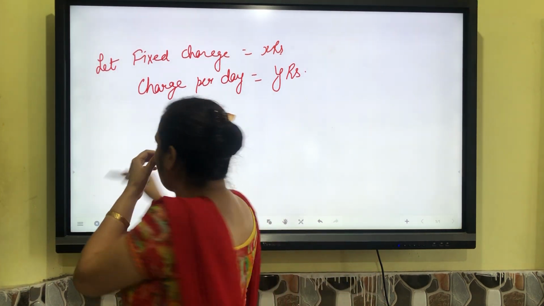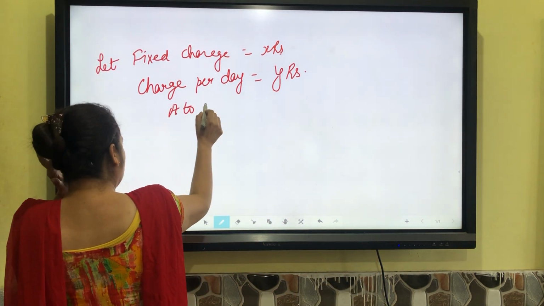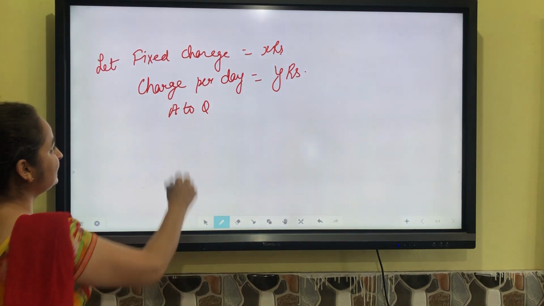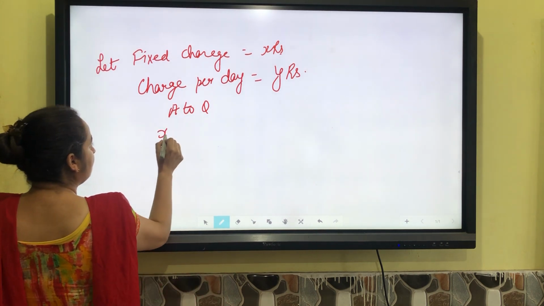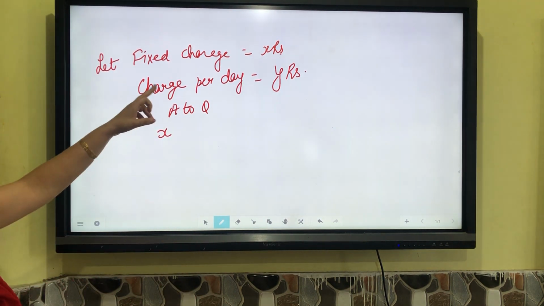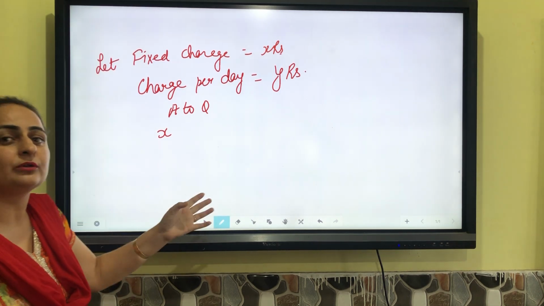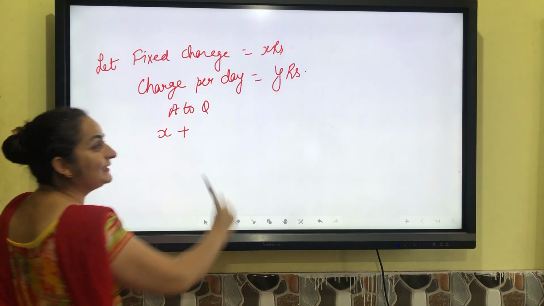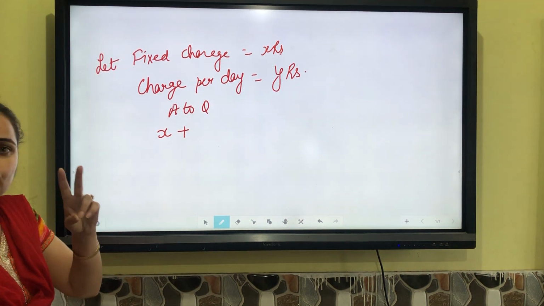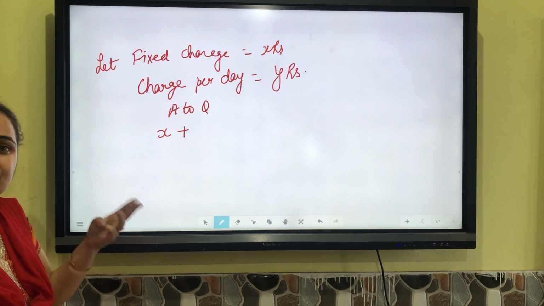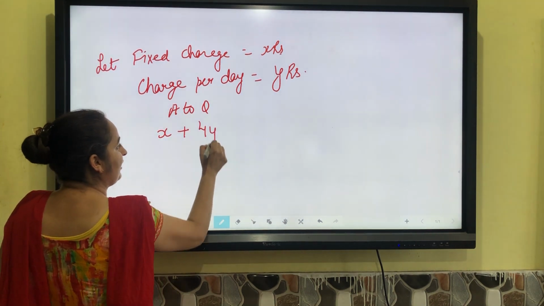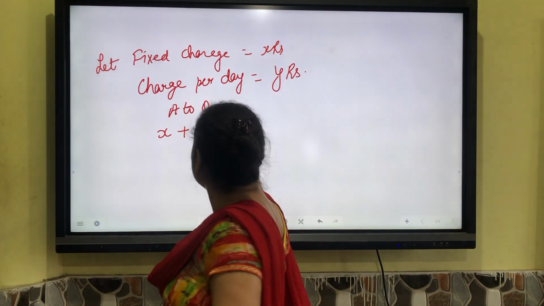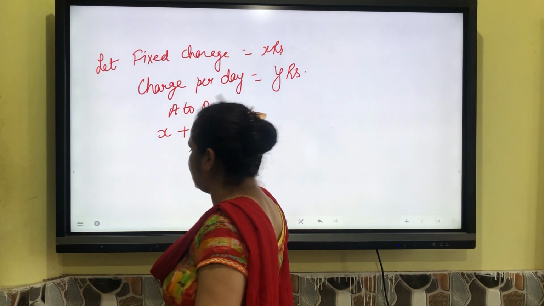And here, according to the question, you borrow the book for 7 days. 7 days means you will give x rupees for 3 days. And what about the next 4 days? For 1 day, you give rupees y. For 2 days, 2y. For 3 days, 3y. For 4 days, 4y. And the total money you give to the librarian is rupees 27. This is the first condition.